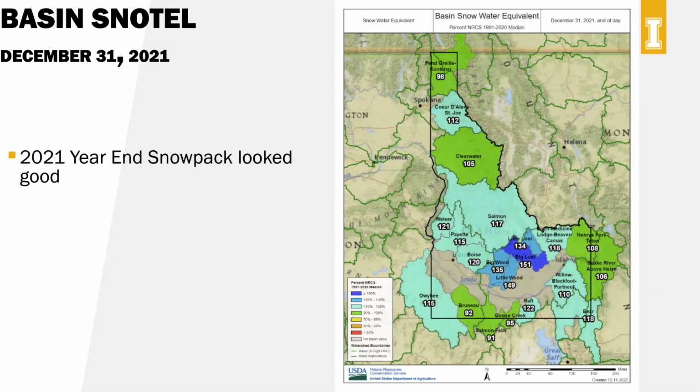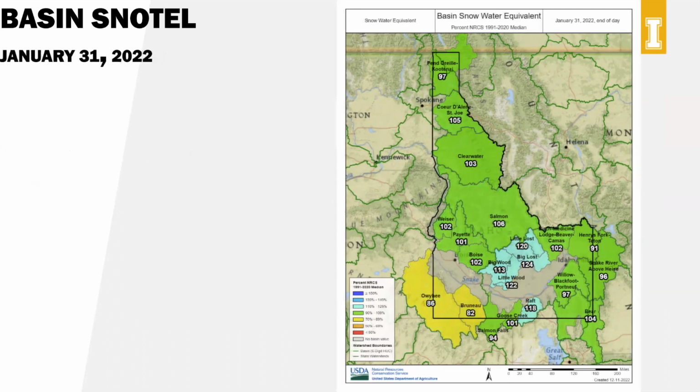As you can see here, that deficit of snow from late November had really corrected itself by December 31st, so that at the end of the year last year, the snowpack was looking pretty good across most of the state. At the end of January, the percent of median SWE weren't as high as they were at the end of December, but they were still looking pretty good across most of the state, with the exception of the Owyhee and Bruneau basins in southwestern Idaho.